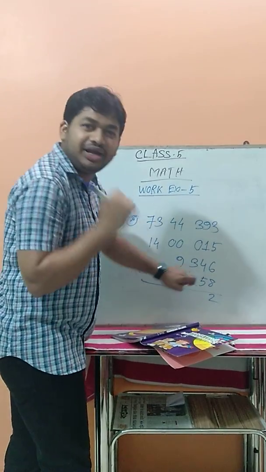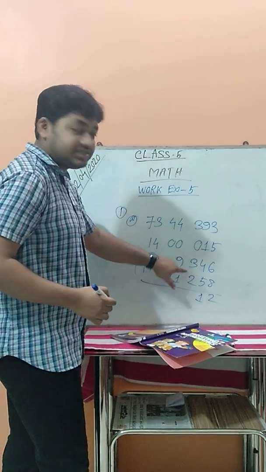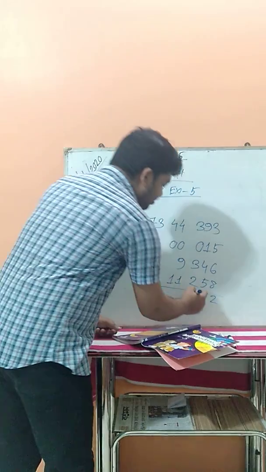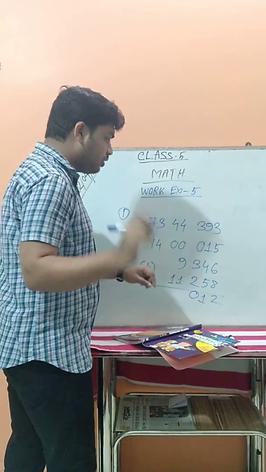19 plus 2, 21. Again 2 in hand. Now 3 plus 3, 6 plus 2, 8 plus 2, 10. So here is a 0. Now 2 in hand. Sorry, 1 in hand.